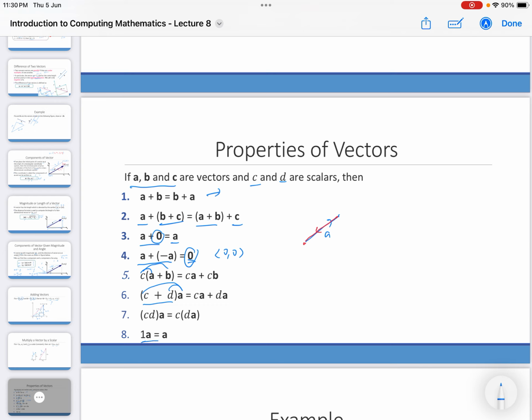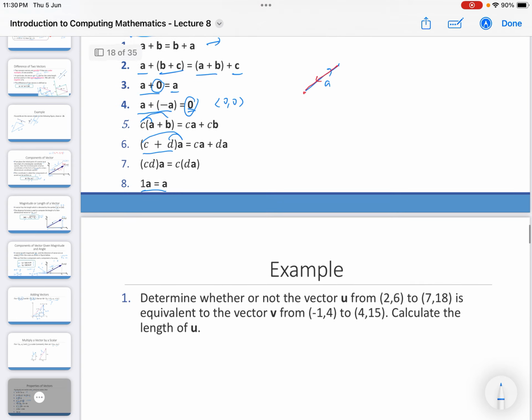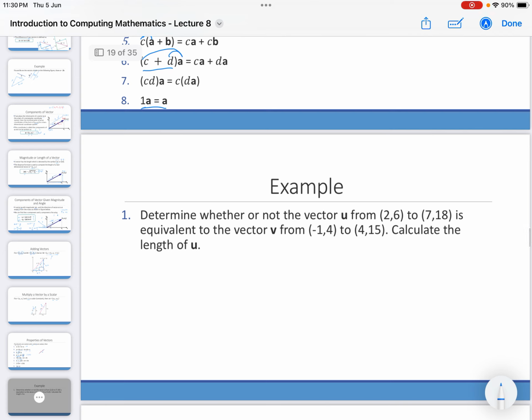And then 1 times a equals a. Since the constant scalar is 1, the magnitude will be the same and the direction is the same. So that's why we get a. So let's look at an example.